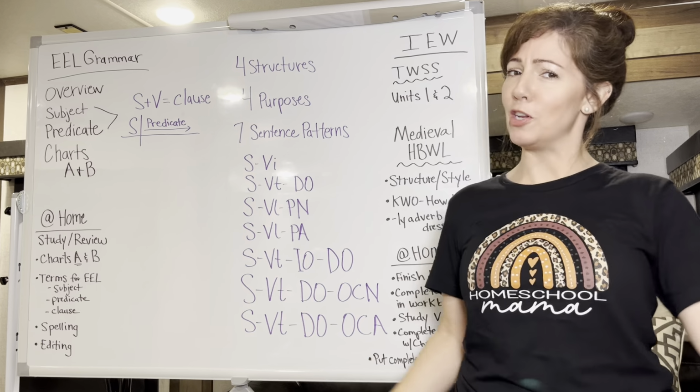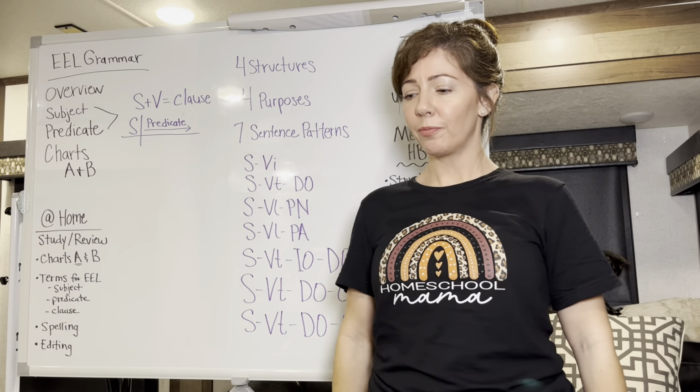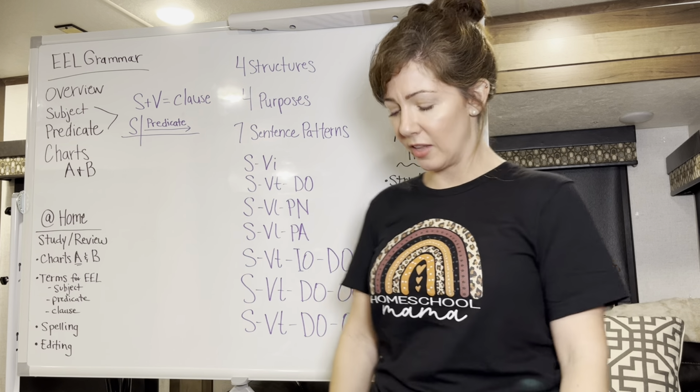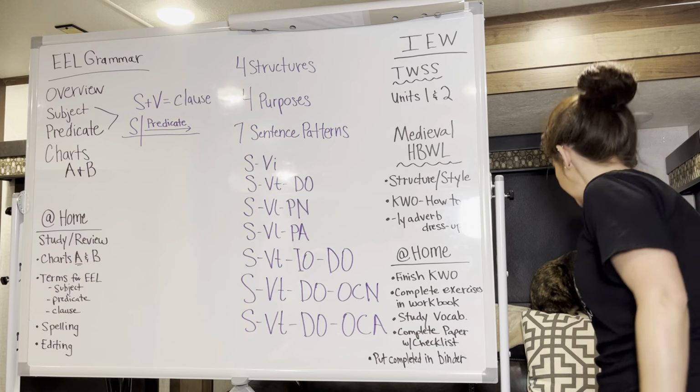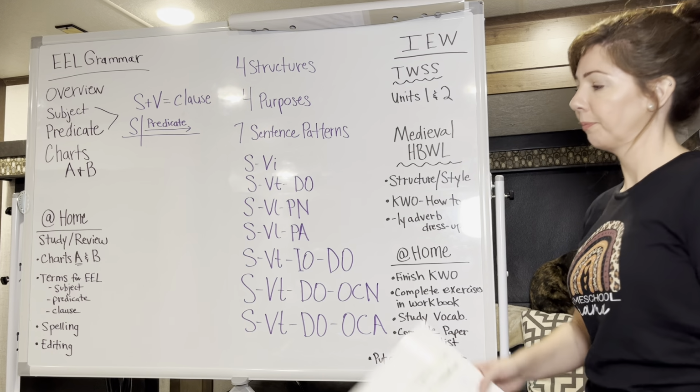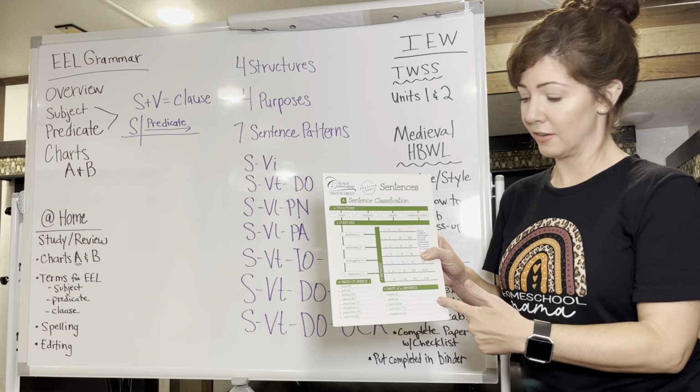You got to get up and move when you do that one. So that's our 8 parts of speech. And then the last thing on our Chart A is our 5 parts of a sentence.